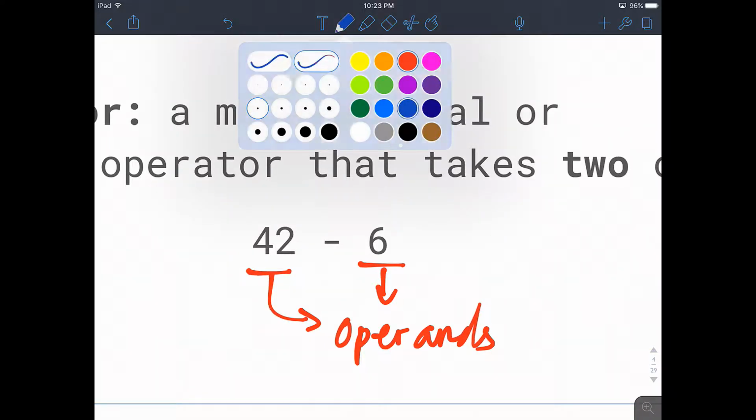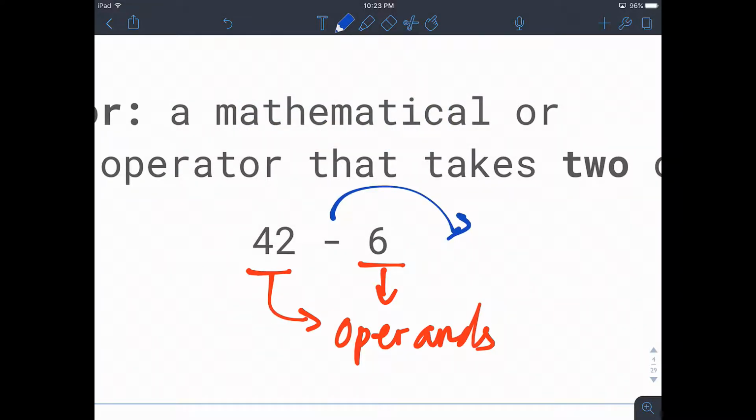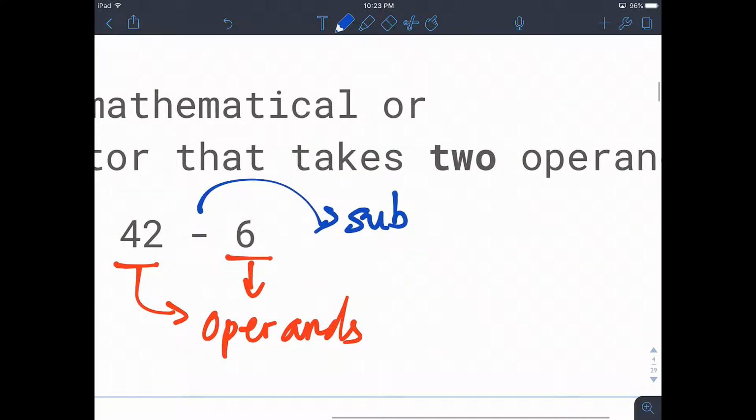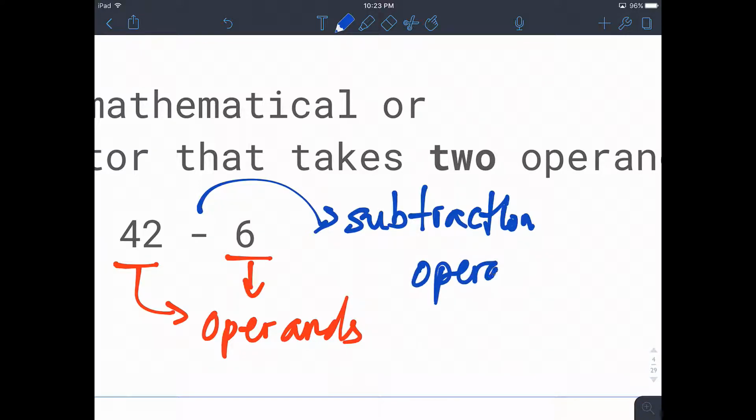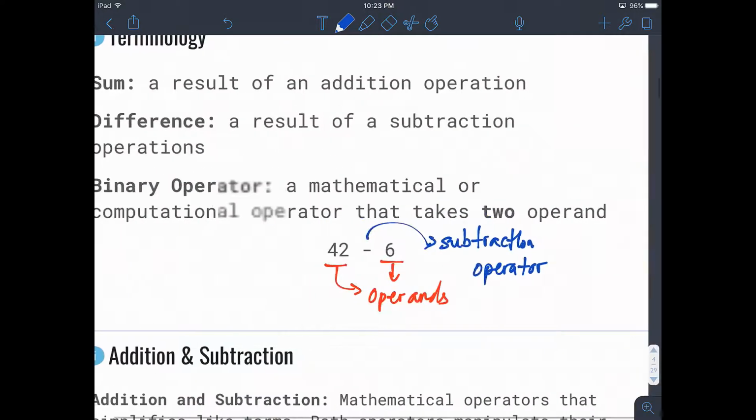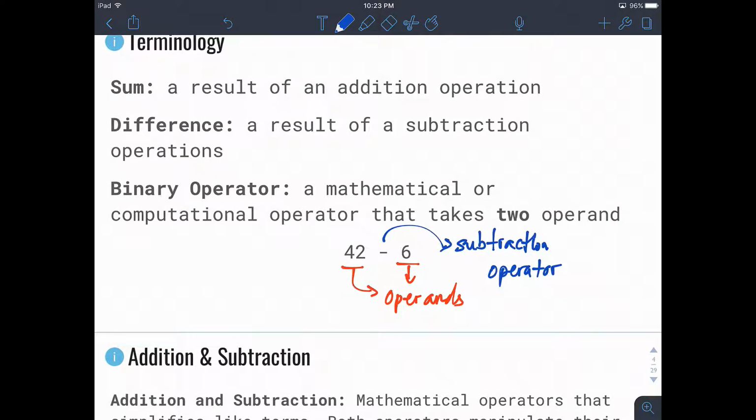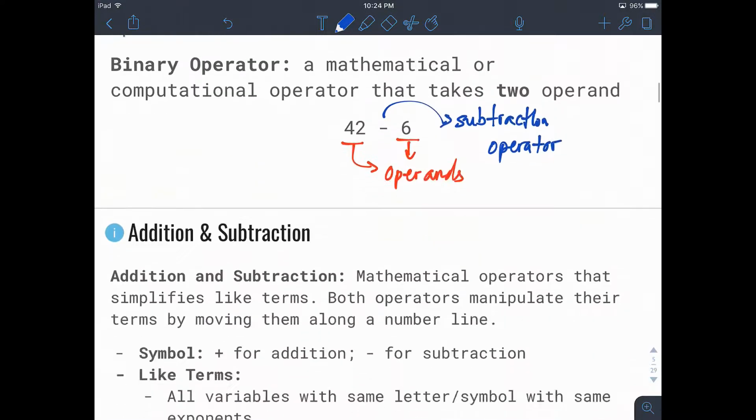And then this is our subtraction operator. So for a binary operator, we need two operands.